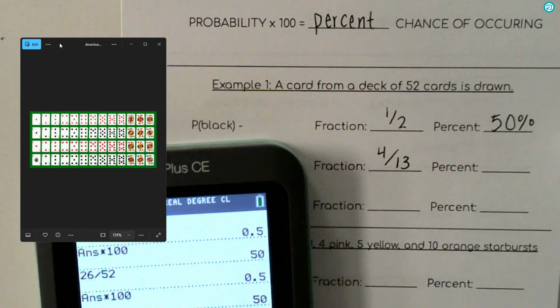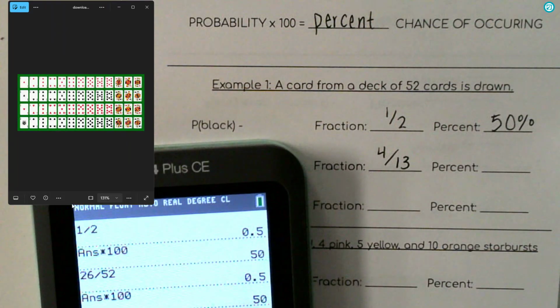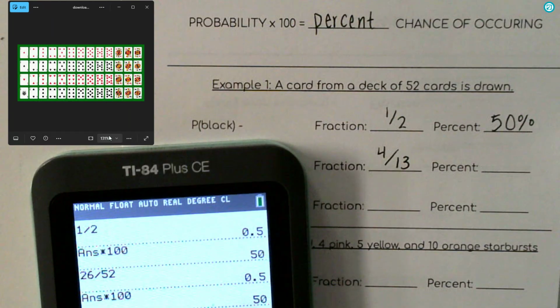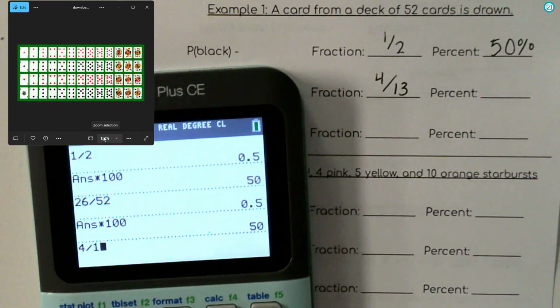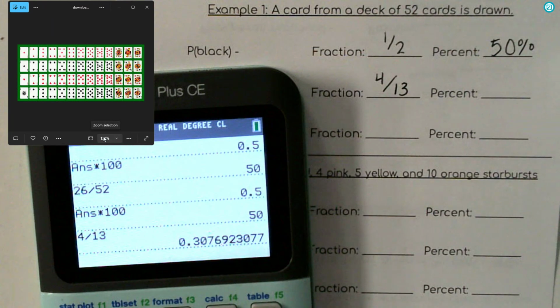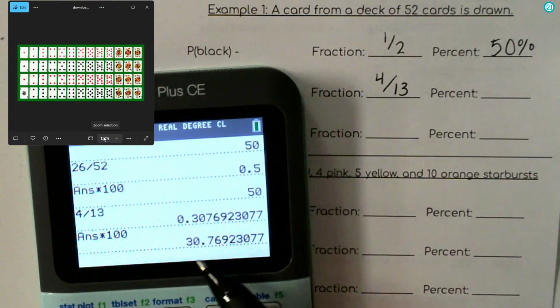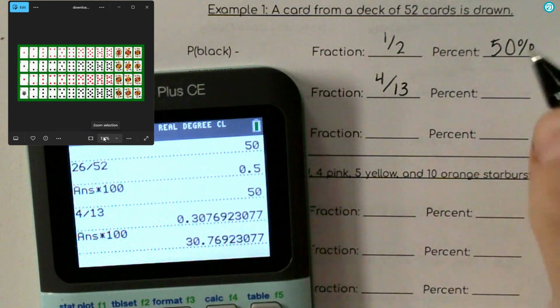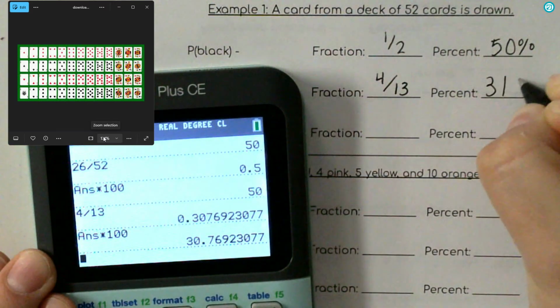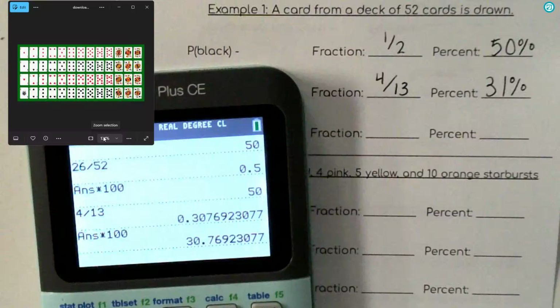So now, let me scoot my little tiny deck of cards out of the way, which you can barely see, sorry. If I were to do 4 divided by 13, I'm going to get a decimal. I'm not going to do anything about rounding yet. Then I'm going to multiply it by 100, and I get 30.7. Do I keep it at 30 or do I round up to 31? Does 0.7 round up or stay the same? Round up. So this is going to be 31%, because we're rounding to the closest whole percent.